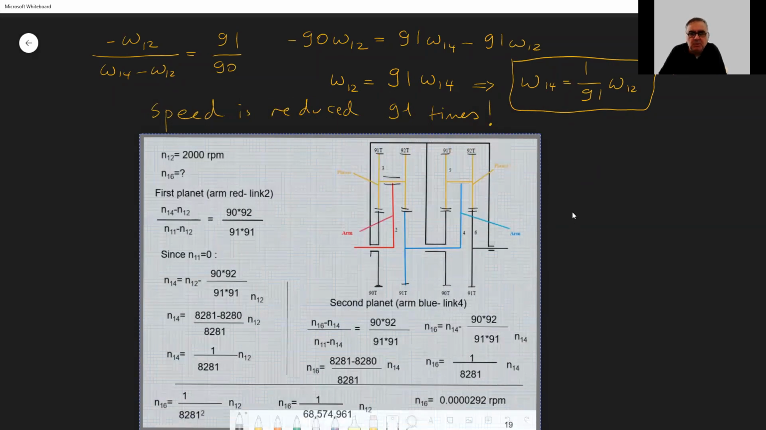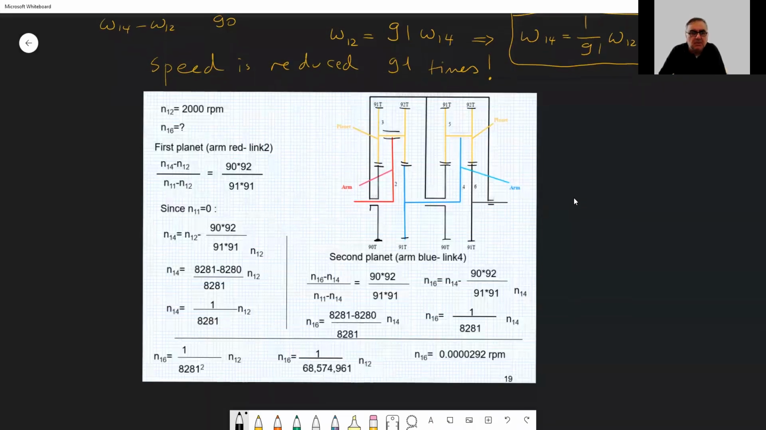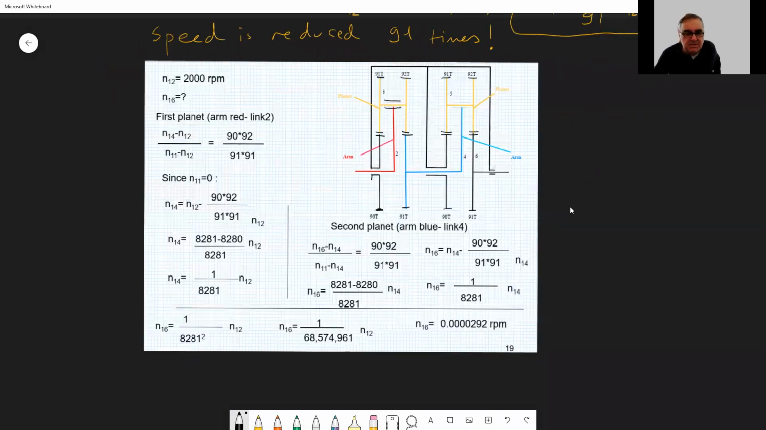Here it is even more drastic. The speed reduction in the first part is 1 over 82, 81 times the input. And in the second part, the speed reduction is exactly the same. It's again 1 over 82 times 81. And therefore, the total reduction is 1 over 82, 81 squared of the first one.